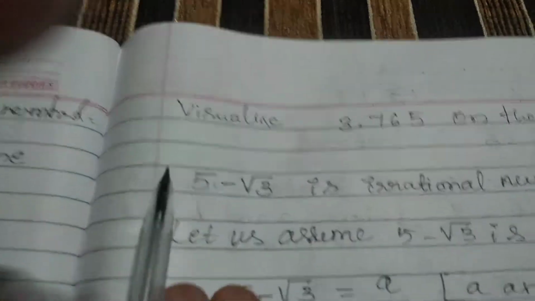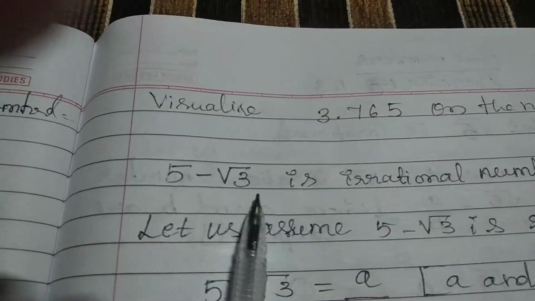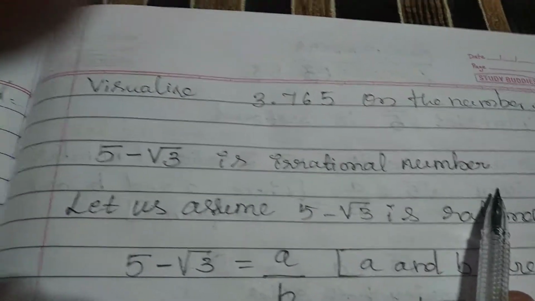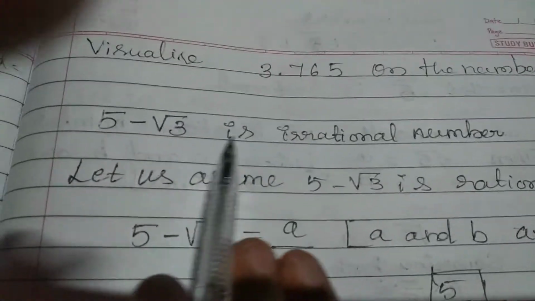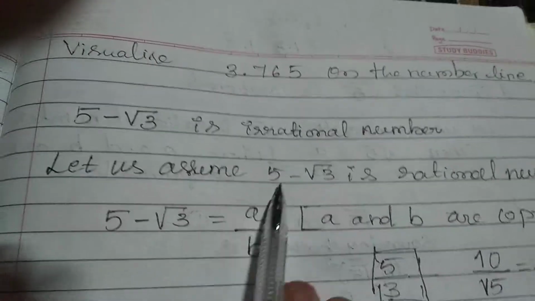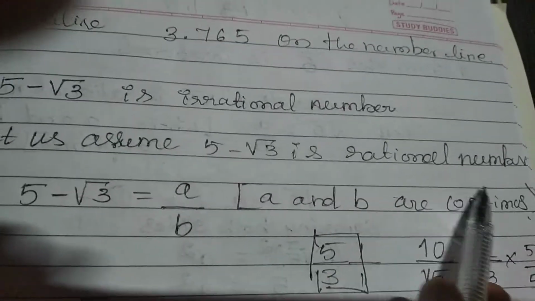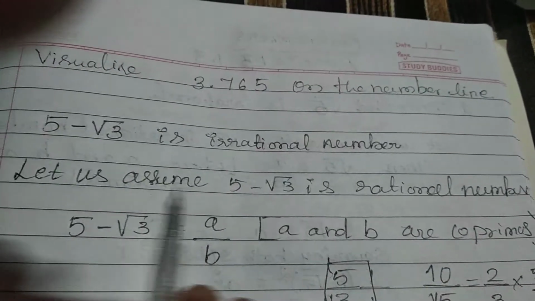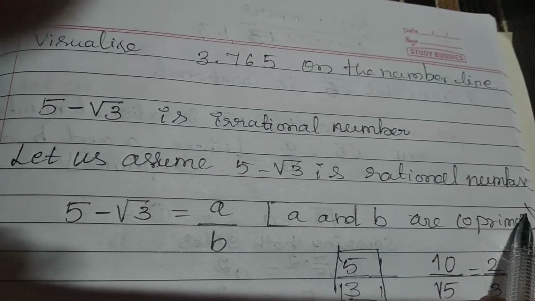Now let us take another example. 5 minus root 3 is an irrational number. So we need to prove that 5 minus root 3 is an irrational number. So let us assume 5 minus root 3 is a rational number. First we have to assume that 5 minus root 3 is a rational number.